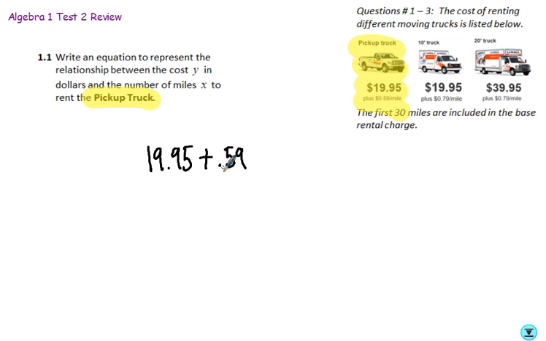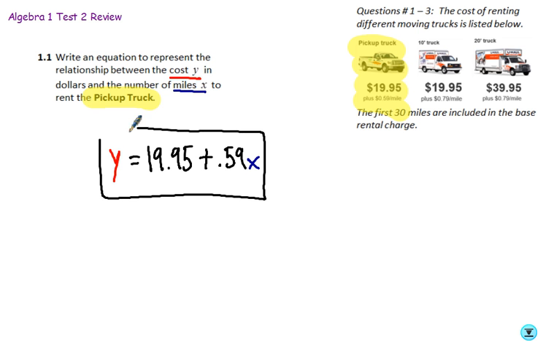And then, so what they're wanting me to do is use x for miles. So I'll say 0.59x. And then they're wanting me to use y for cost. So I would say that y is equal to $19.95 plus 0.59x. Okay, and this should make sense. $19.95 to rent the truck plus 59 cents per mile.